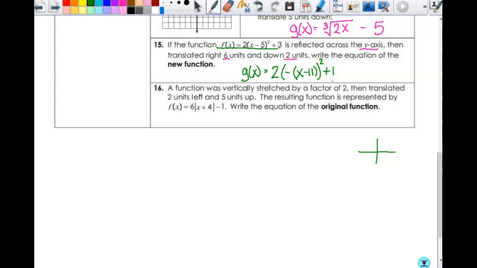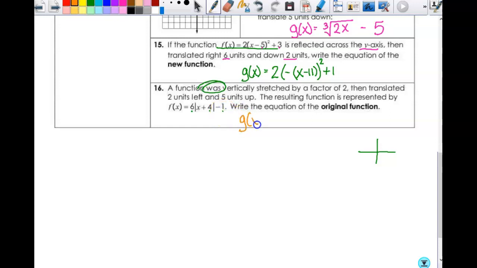Now, 16 is asked differently. It says a function was vertically stretched by a factor of 2, then translated 2 units left and 6 units up. The resulting function is represented by blank. So it was vertically stretched, so it affects the 6. Translated left affects the 4. 5 affects this. So all 3 of these things are going to get affected here.